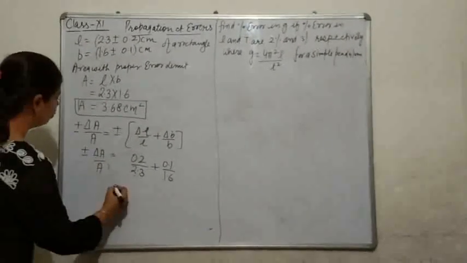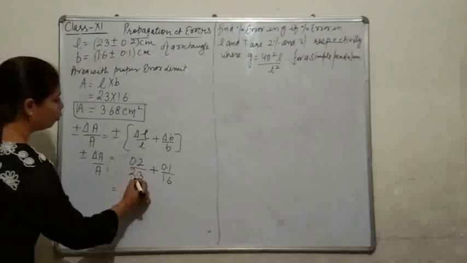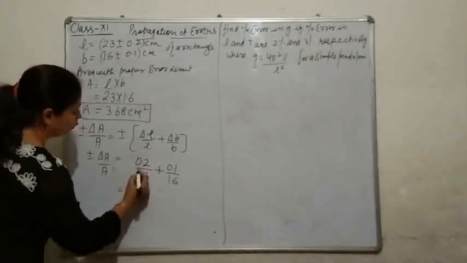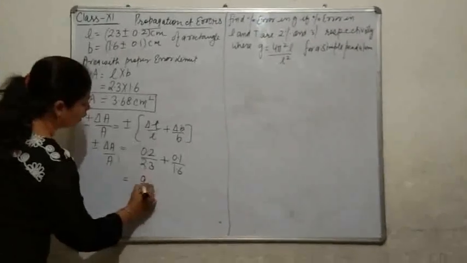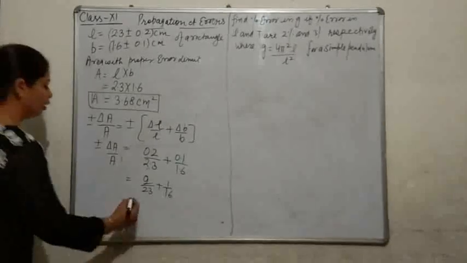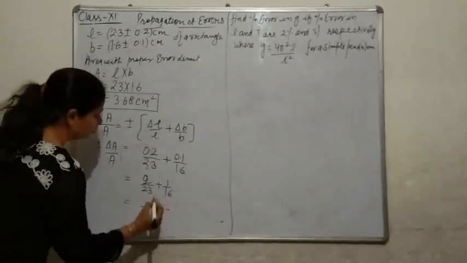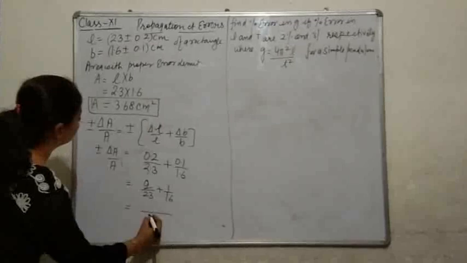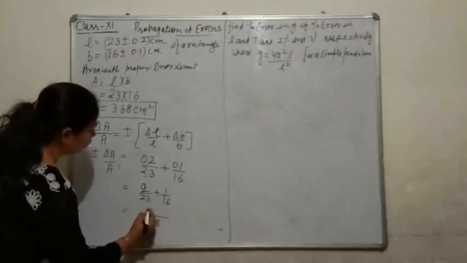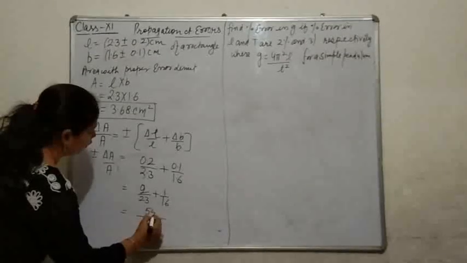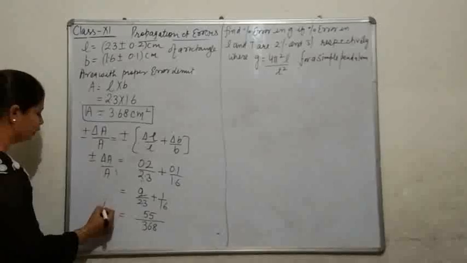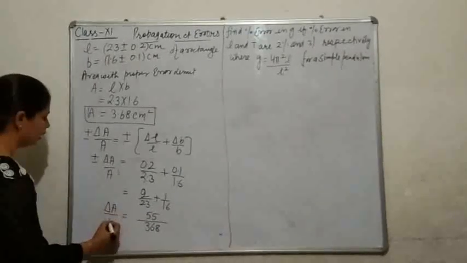Now, you have to take LCM, as both of these numerator and denominator contain 1 part decimal, so you can convert it into 2 by 23 plus 1 by 16. Now, taking LCM, you will get the result that it is 368, and overall you will get 55 here. It is our delta A upon A.